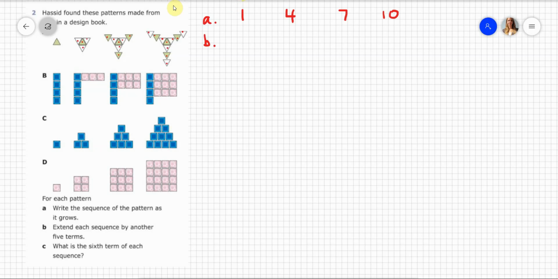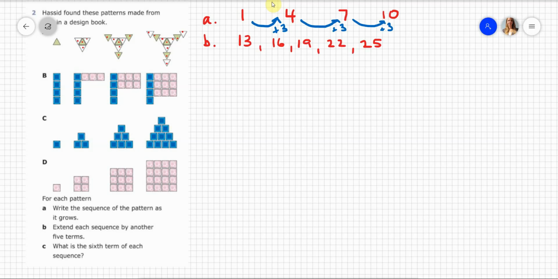For part B, extend each sequence by another 5 terms. So I can see that this is plus 3, plus 3, plus 3. So if I extend it by another 5 terms, I need to plus 3 to 10 to get 13, plus 3 is 16, plus 3 is 19, 22, and 25.